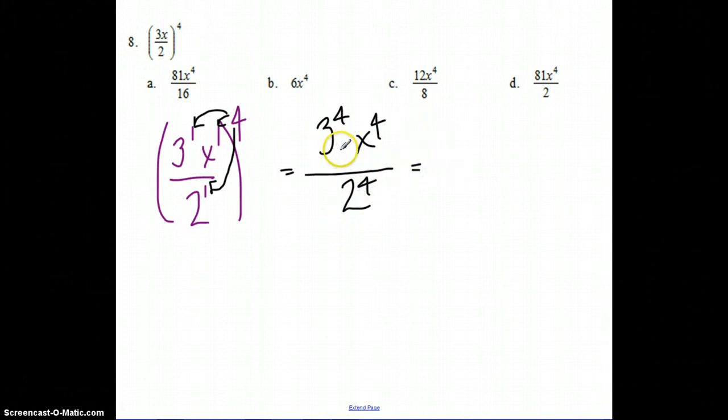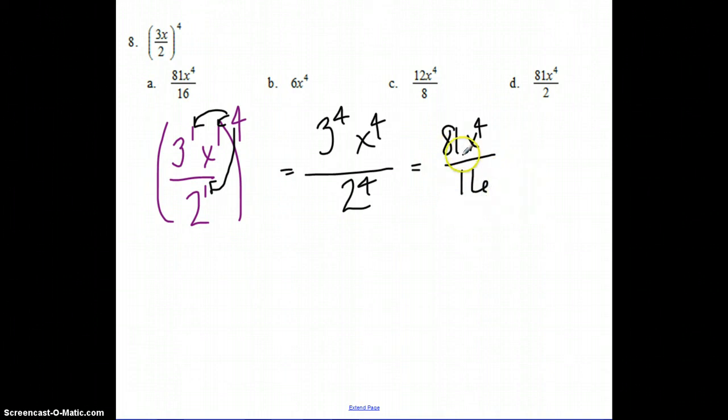Now, remember, part of our job is to actually go through and multiply that out. So if I did this 3 to the 4th, that would be 81. X to the 4th I can't do anything with. And then if I do 2 to the 4th, that's going to give me 16.